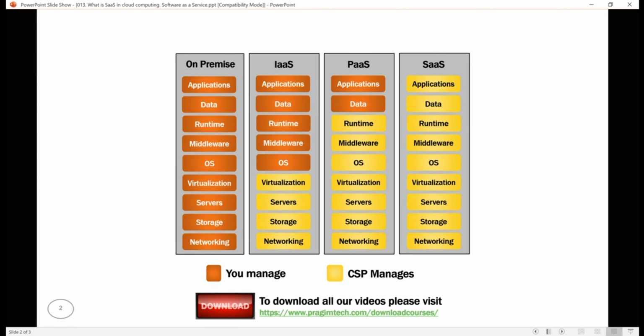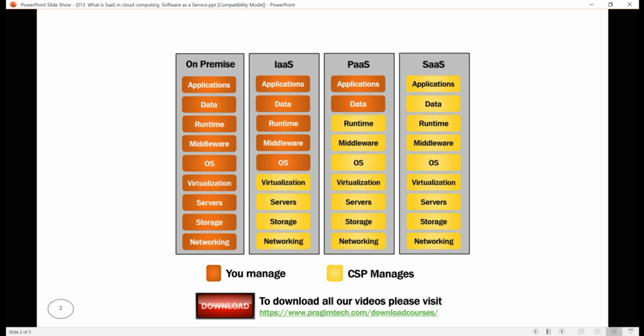As you can see from the diagram here, with software as a service, the cloud service provider manages everything for us. We don't have to worry about anything like purchasing and setting up physical hardware, installing operating system, virtualization, setting up network, installing and maintaining middleware, runtime, and applications. All these are taken care by the service provider. So the bottom line is all the hardware and software is maintained for us by the cloud service provider.